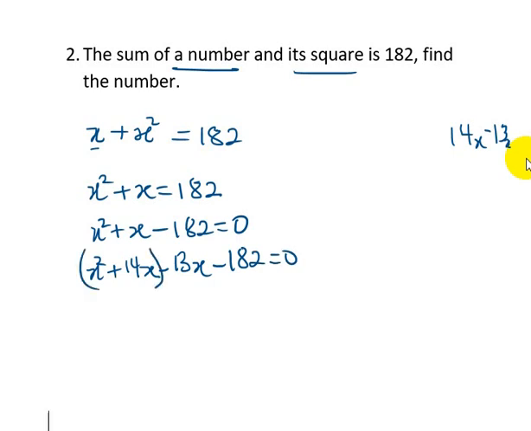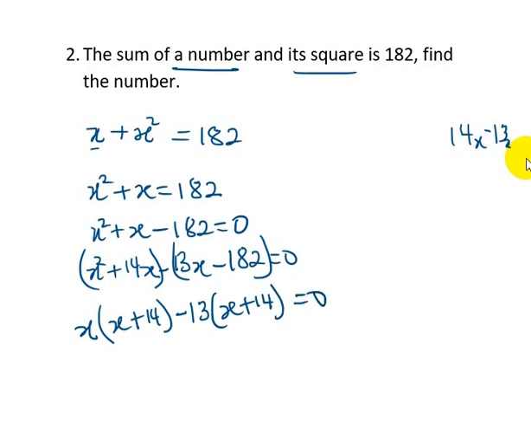Now we group here and group here as well. So what can we bring out in the first one? We bring x out. Then we are going to get x plus 14 here. Then the second one, we are bringing 13 out. So minus 13 out, then we are going to get x plus 14.